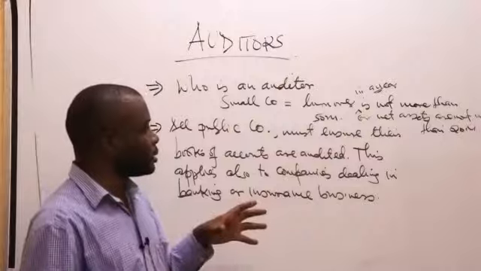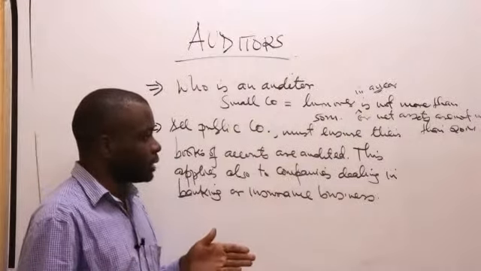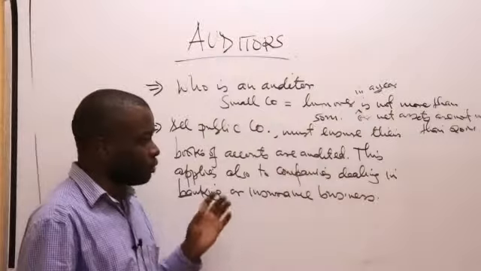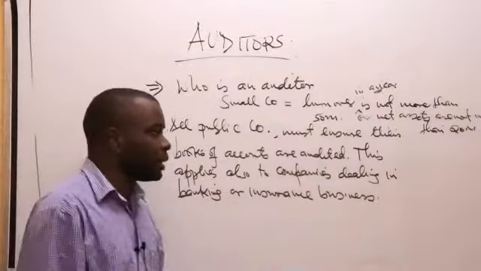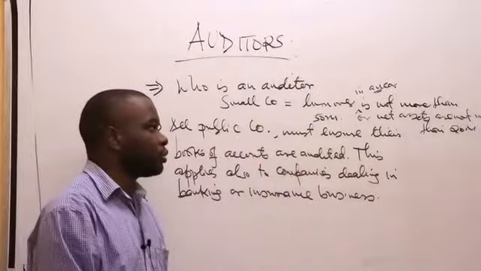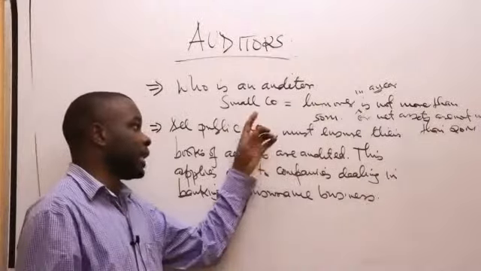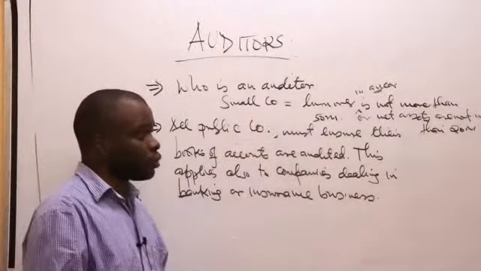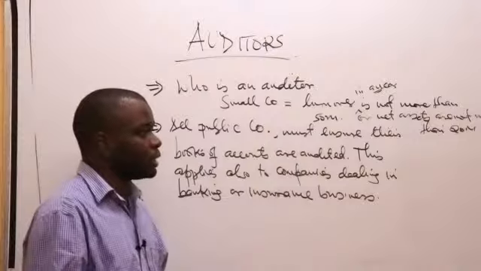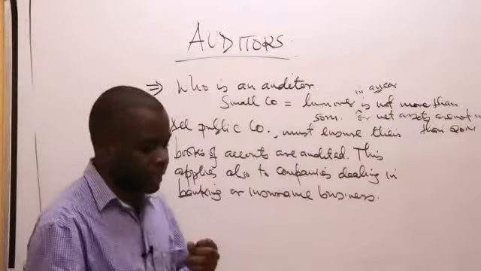So for a dormant company, or one that has been dormant since formation, it's not a must for the books of accounts to be audited. Or if it is a small company under private companies, then it's not a must for the books of accounts to be audited. And this is according to the Companies Act.